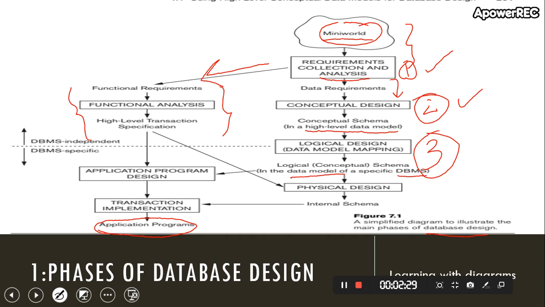Then we come to the 4th phase. In the 4th phase, the created database file is getting stored on some of our system, and that is storage. The physical design is all about storing the database file and accessing it later on. So this will depict our physical schema.